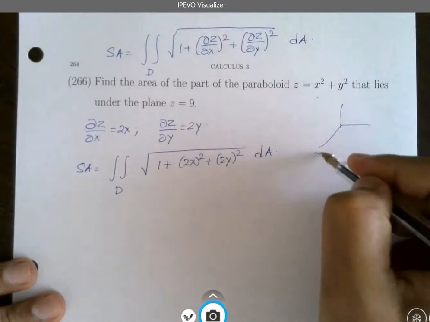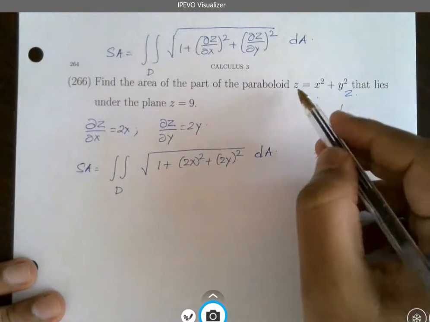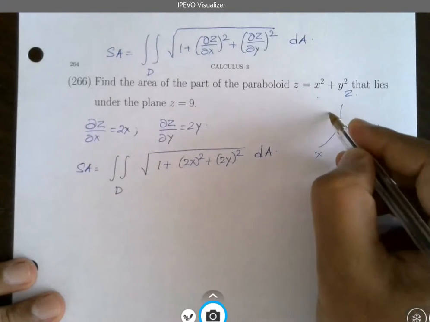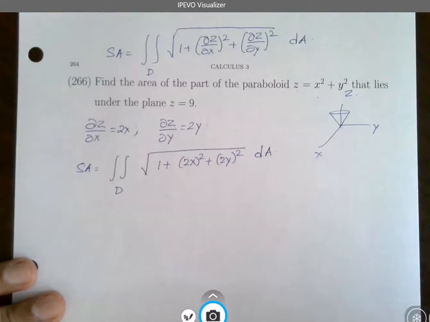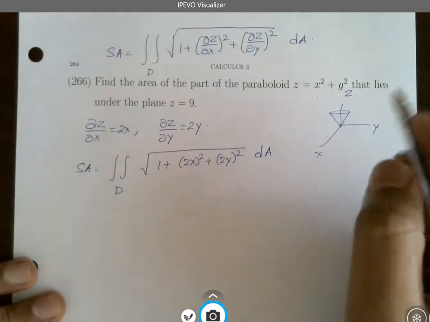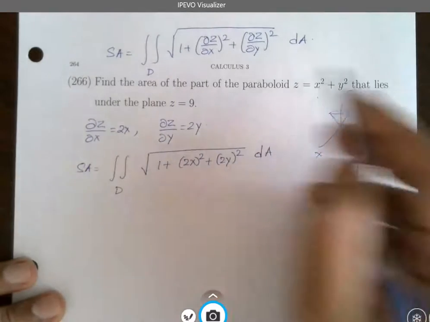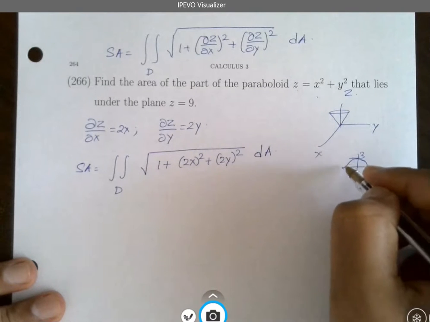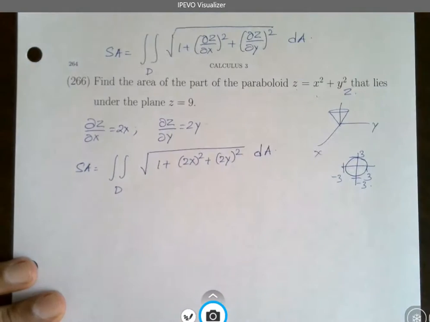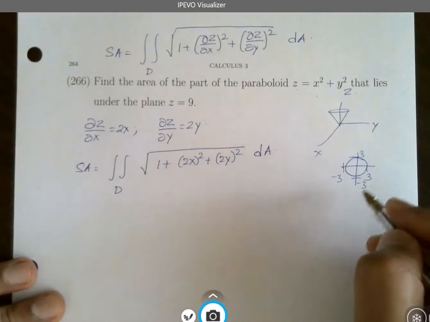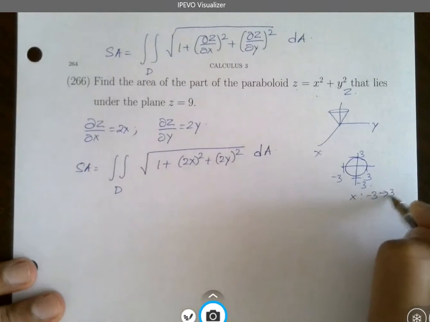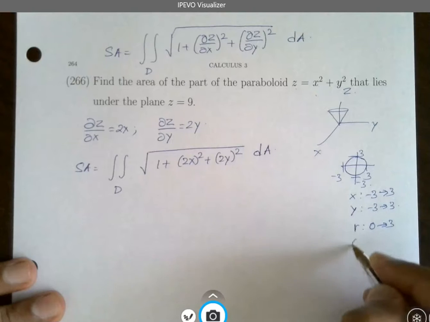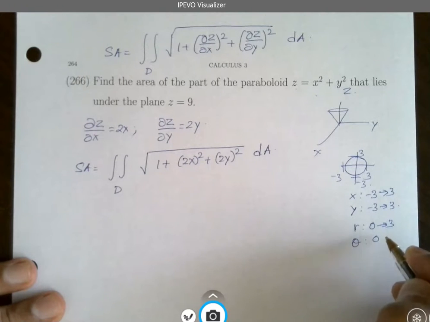Now if you look at it, this is the x-axis, y-axis, z-axis. Since these are squares, z has to be 0 or positive, so your paraboloid would be like that, and at 9 it will be like that, right? Are you with me now? If you look at it in 2 dimensions, you get x squared plus y squared equals 9, so this is going to be 3, negative 3. So x varies from negative 3 to 3, y varies from negative 3 to 3, or you can go with the radius varying from 0 to 3, and theta varying from 0 to 2 pi.